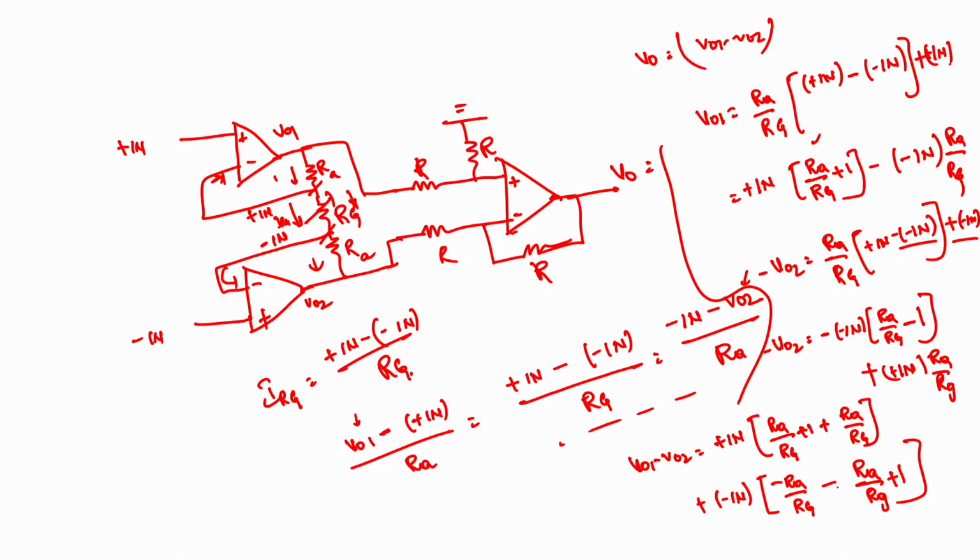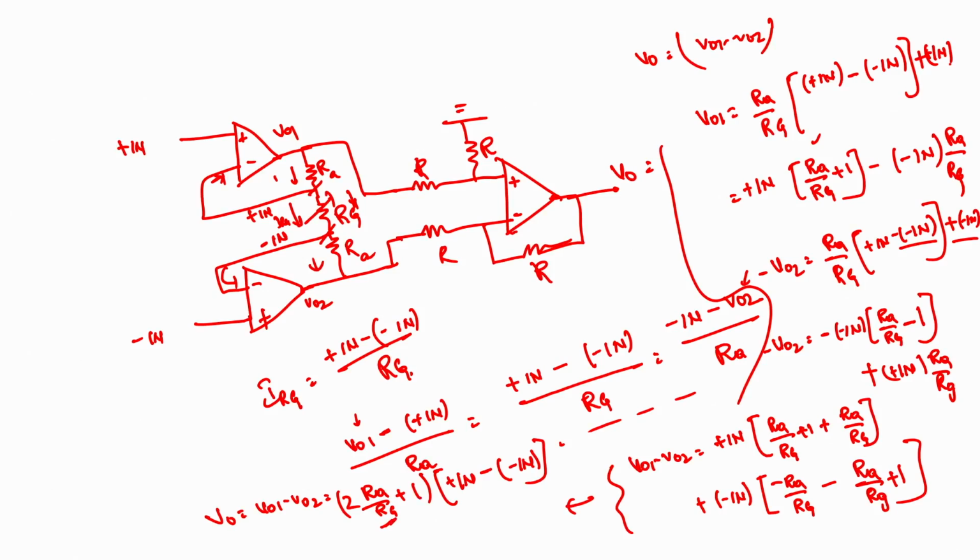So, when I see this, rewriting this one, I can write VO1 minus VO2 is equal to 2 RA by RG plus 1 times In plus minus In minus, if I take that as common. We know that VO1 minus VO2 is nothing but V naught. So, we get 2 RA by RG plus 1 into In plus minus In minus. So, if you fix RA as a particular constant, the gain of this op amp entirely depends upon RG. That is how it works.